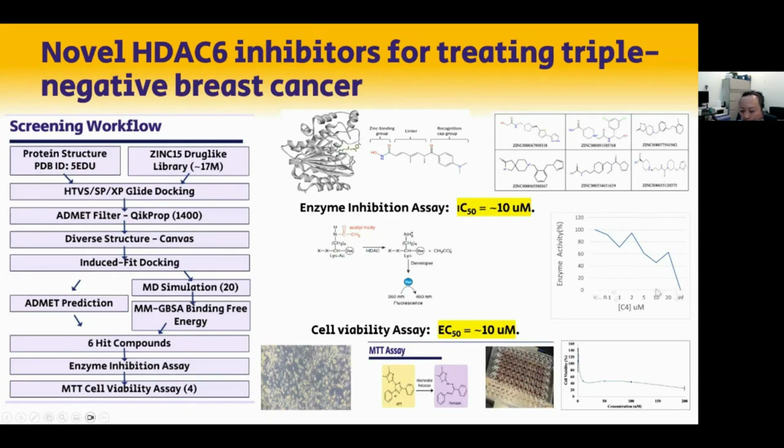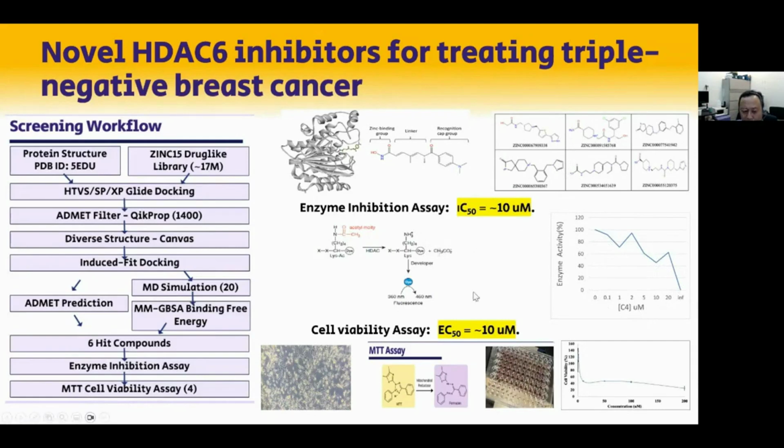Okay, IC50 is basically the inhibitory concentration at 50%. So this is the response curve. As we increase the drug concentration, we should see the enzyme activity reduce. So at 50%, that's our IC50. So the IC50 is about 10 micromolar. Not a bad number. Okay.